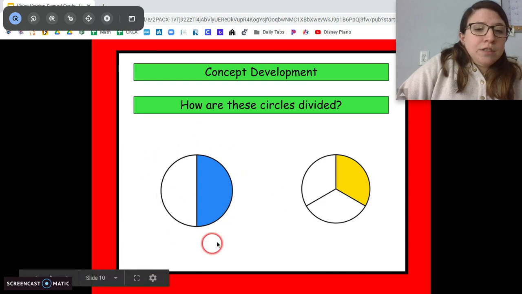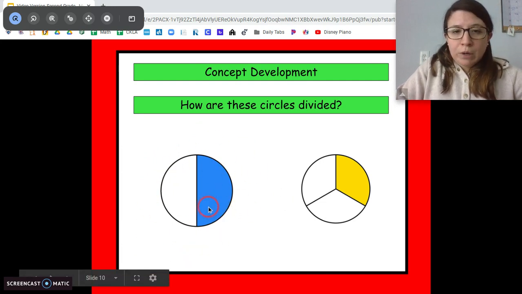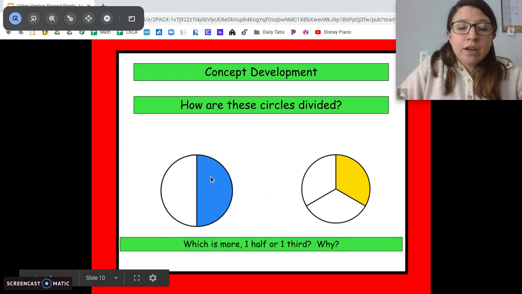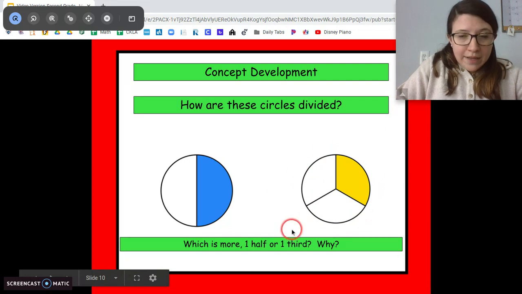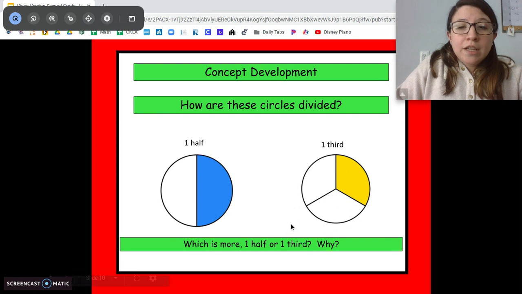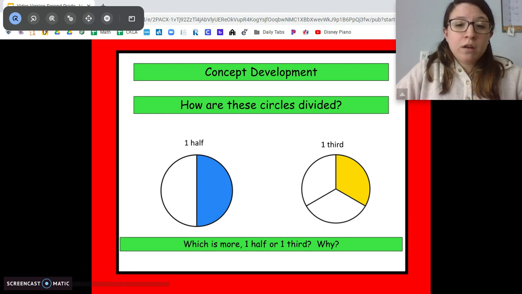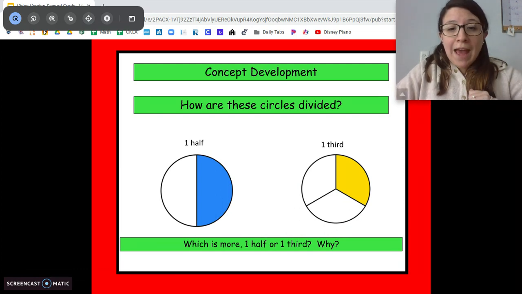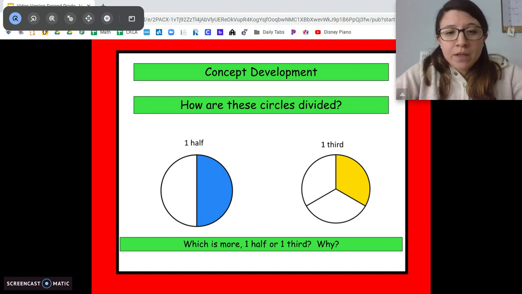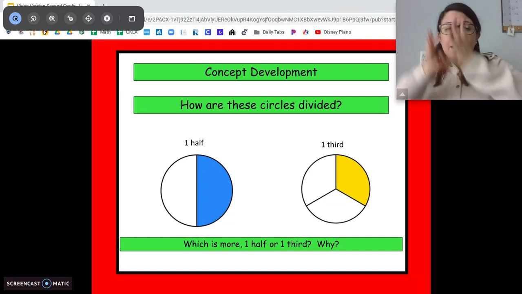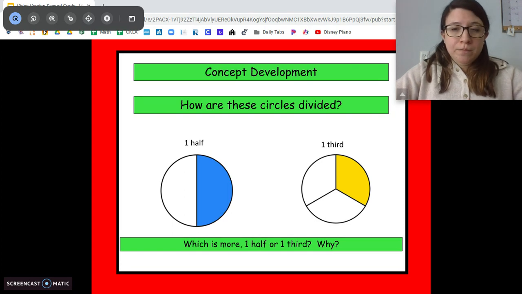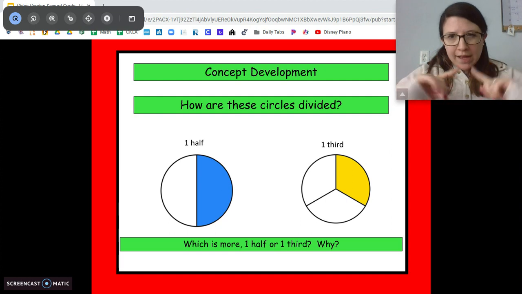How is this circle divided? What could we say? Into halves. Good. How is this one divided? Into thirds. Awesome. I see 3 parts. It's divided into thirds. Which is bigger? Which is more? 1/3 or 1/2? Look at the shaded part. Is there more blue in 1/2 or more yellow in 1/3? Good. 1/2 is bigger. Why?